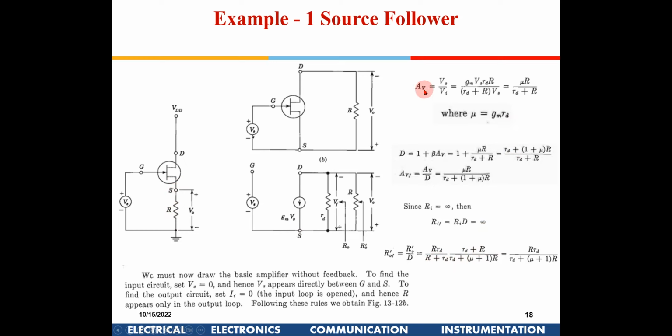So you have to compute AV, you have to compute beta, then you have to compute D, and then the equations follow. Is it okay?